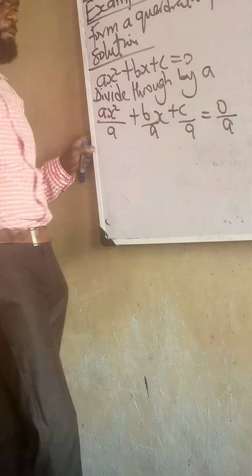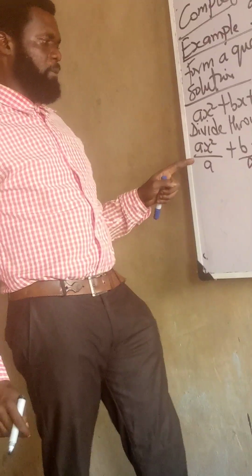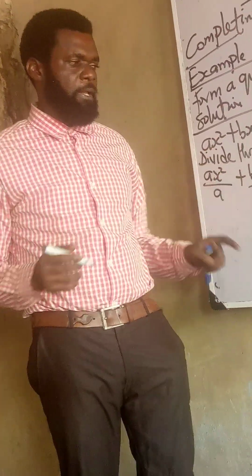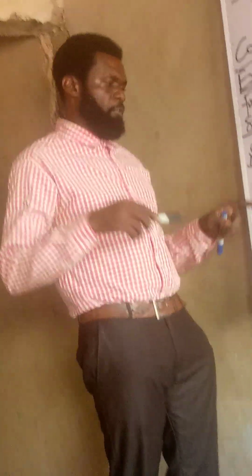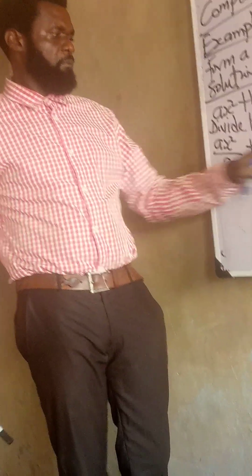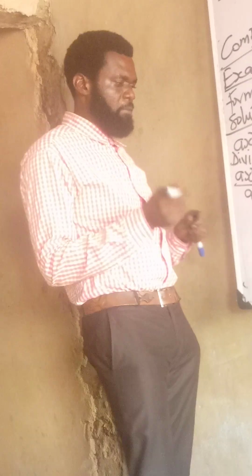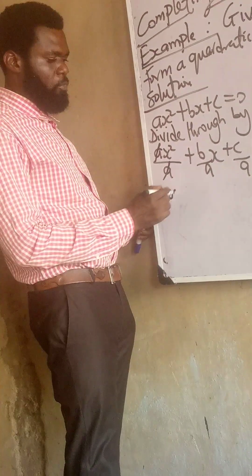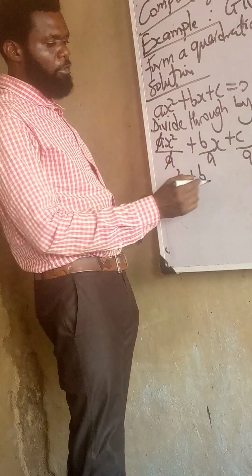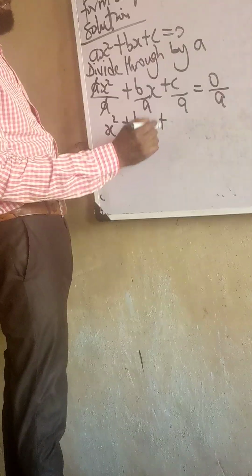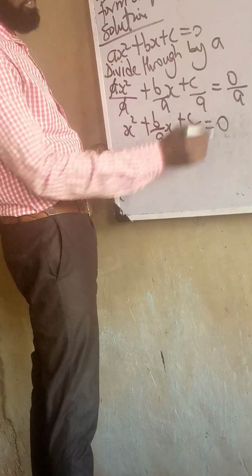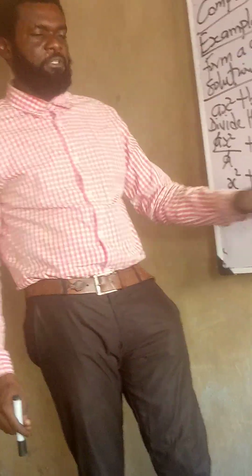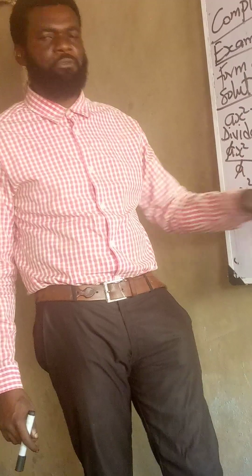Don't forget I said divide through by a. Everything must be affected by a. So you divide all these terms by a, and you discover that this a can easily cancel this a here, whereby we're going to have x squared plus b over a x plus c over a equals 0. If you are dividing 0 by any number or any letter, you're going to have 0. So this will still come back to 0.